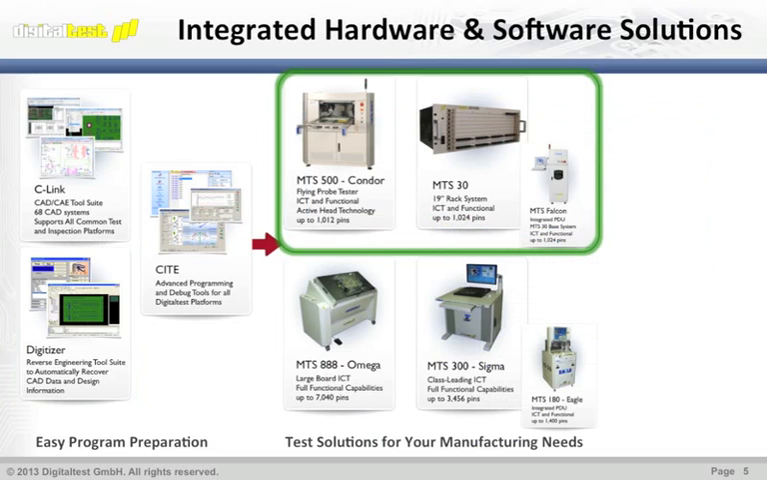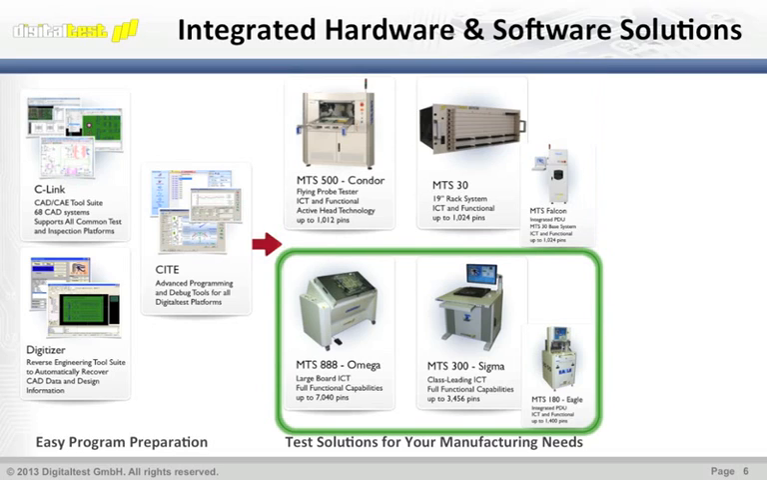The first part of that, systems that are based on our MTS 30, and we'll look at the MTS 30 later in the presentation. But the MTS 30 is our rack mount functional in-circuit test system. It's extremely flexible, extremely powerful, and will allow you to go up to 1024 nodes, pins, and the MTS 30 is used inside our fly and probe system, the MTS 500, our Condor system. The Falcon system is an inline pushdown unit based on the MTS 30.